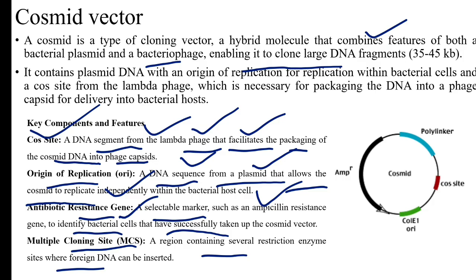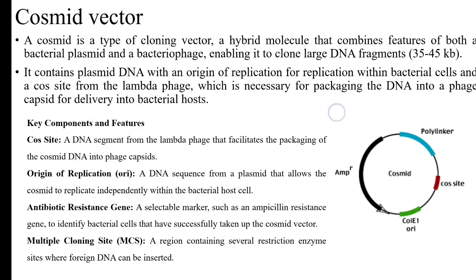So these are some key features or components of a cosmid vector, which is a hybrid vector, a hybrid of bacterial plasmid and bacteriophage, with the cos site being part of the bacteriophage DNA.